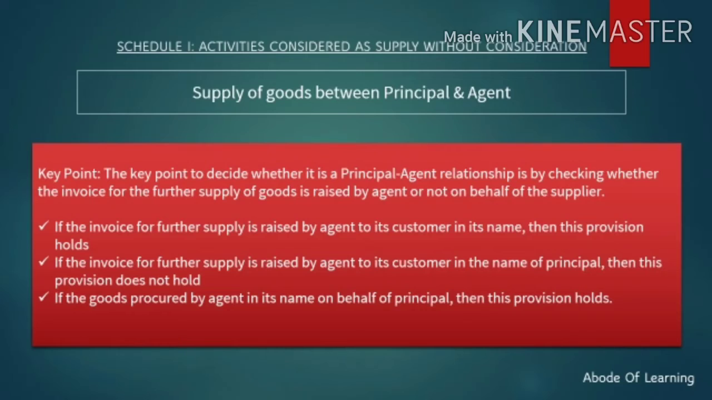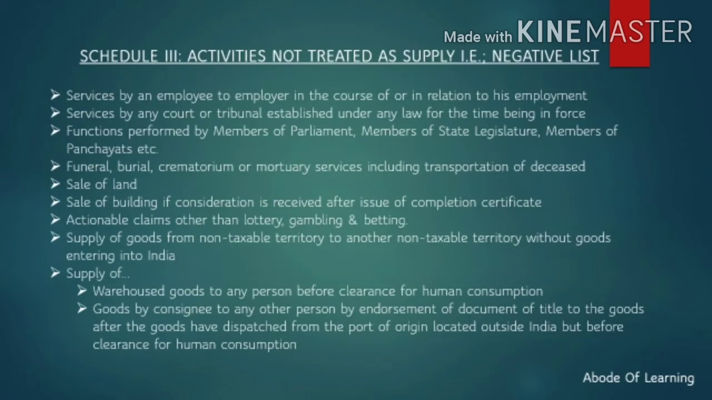So basically, if he is selling goods and the invoice he raises is in his own name, like Mr. Agent is selling goods to Mr. Consumer, then this provision holds. If he raises the invoice like Mr. Principal is selling goods to Mr. Consumer, then this provision does not hold. So understanding who raises the invoice or on whose behalf this invoice is raised is really important to understand this.